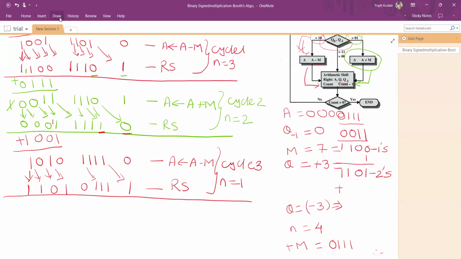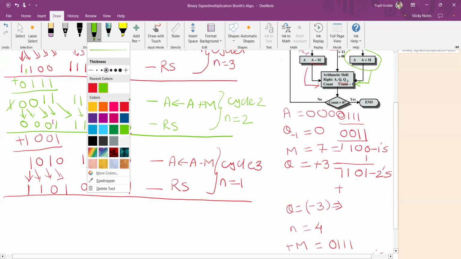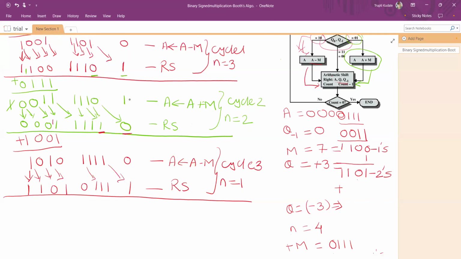Okay. Now again n is equal to 1 means it is not equal to 0. So if not equal to 0, repeat the same step. Again check Q0 and Q minus 1 bit. If it is 1, 1, see, if Q0, Q minus 1 is 1, 1, directly perform the shift right operation.